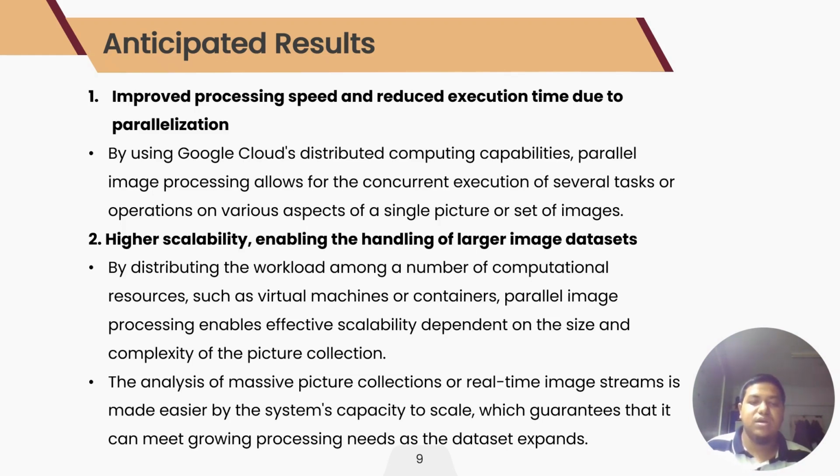And then our higher scalability, enabling the handling of larger image datasets by distributing the workload among a number of computational resources such as virtual machines or containers. Parallel image processing enables scalability dependent on the size and complexity of the picture collections. And after that, analyzing a massive picture collection or real-time image streams is made easier by the system's capability to scale, which guarantees that it can meet growing processing needs as a dataset expands.